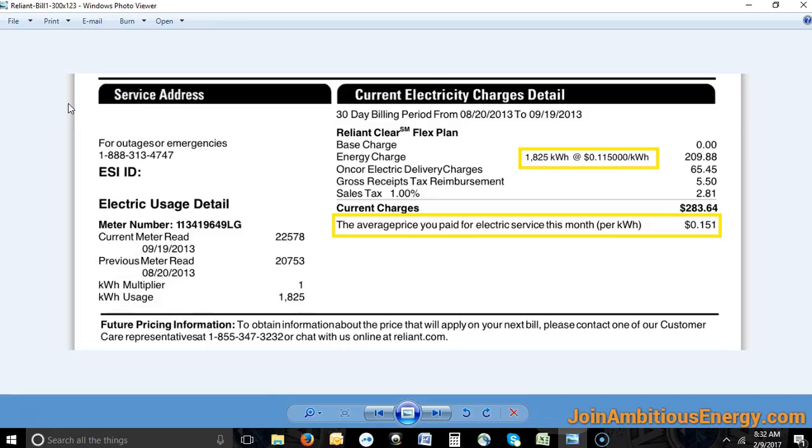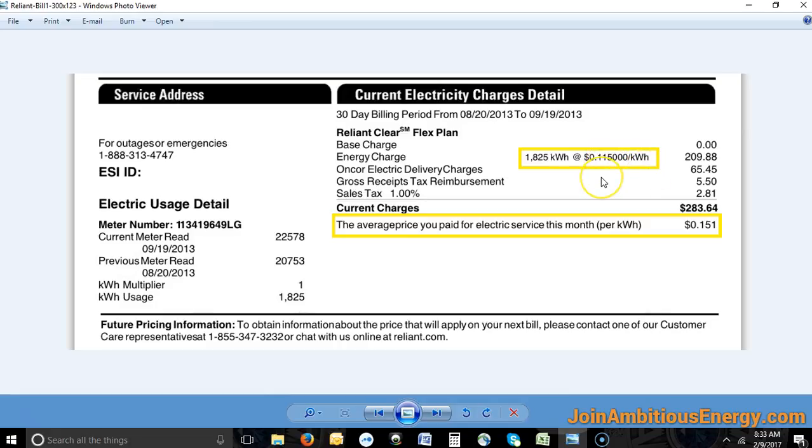So when a lot of people look at their bill to see what rate they're being charged, they look at this line here. It's going to be labeled energy charge or something similar to that. And you can see on this bill it's showing how many kilowatt hours were used in this billing cycle. So this is 1,825. And then the energy charge rate is basically 11.5 cents per kilowatt hour. You can see $0.115, so 11.5 cents per kilowatt hour. And a lot of people think that, well, that's my rate. That's what I'm being charged.